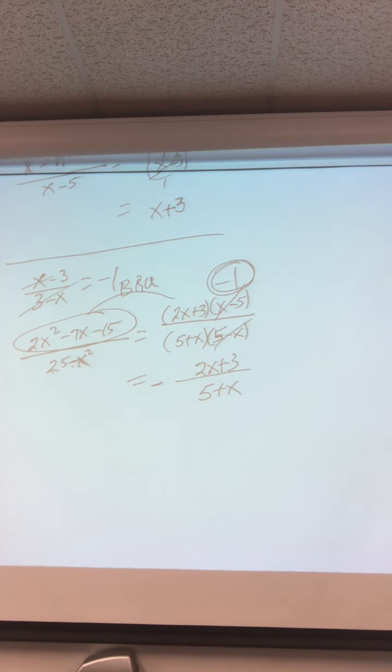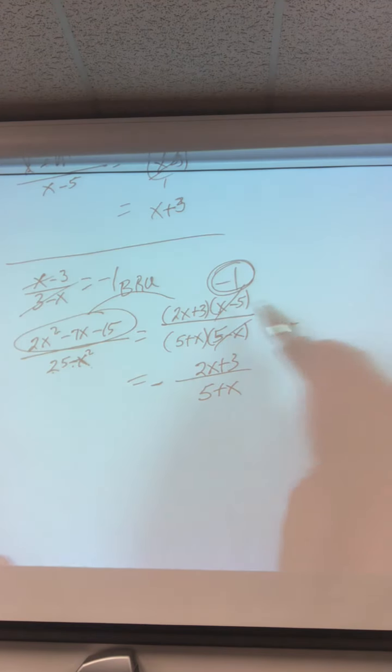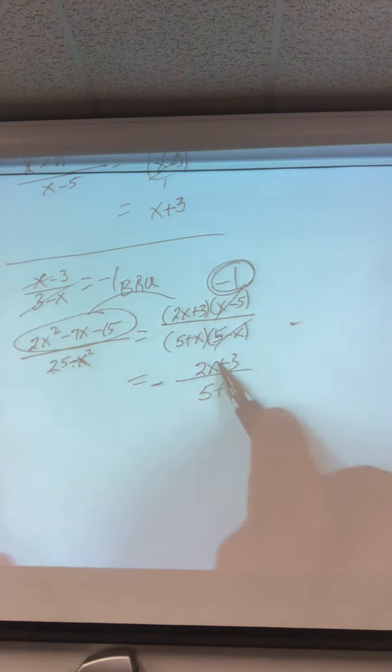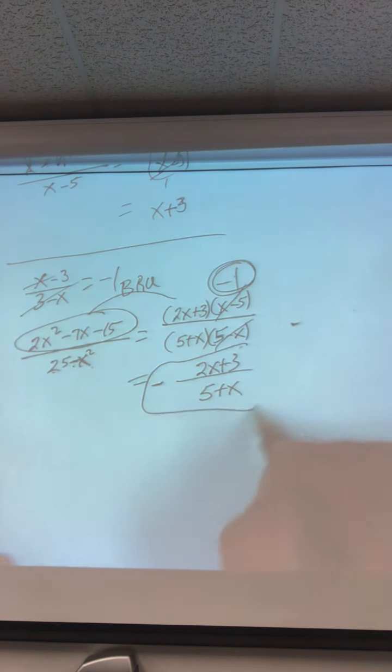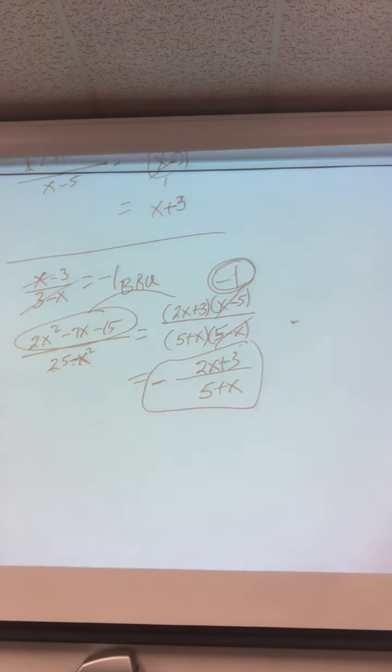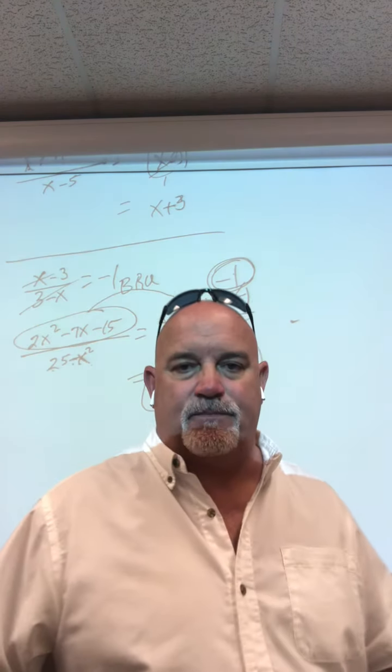Now, if you want to distribute it, you can. And say negative 2x minus 3. That would be okay also. But typically, the way it's done is just put negative in front of the fraction bar to express that answer.